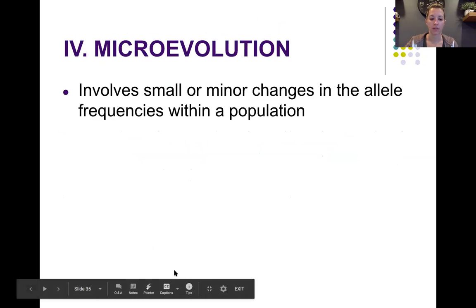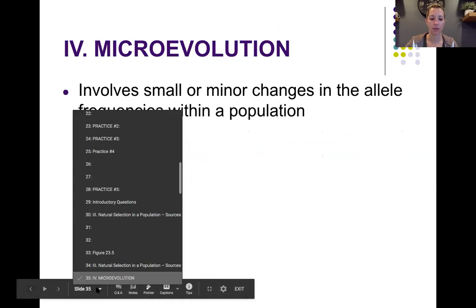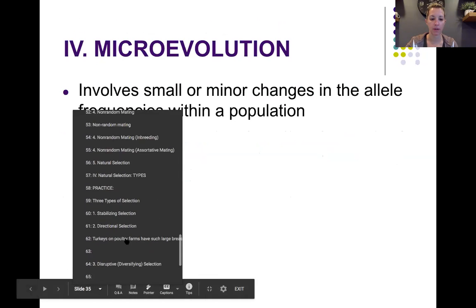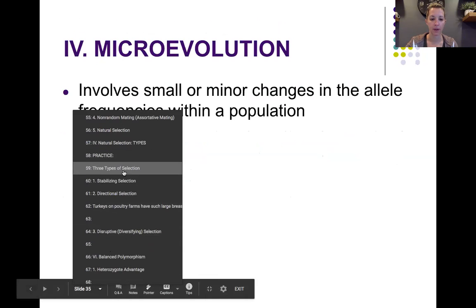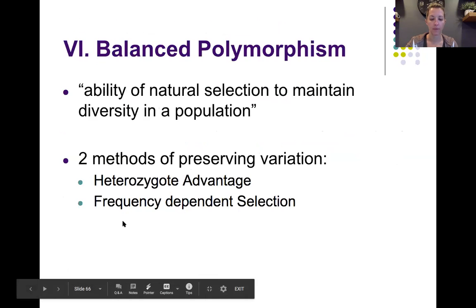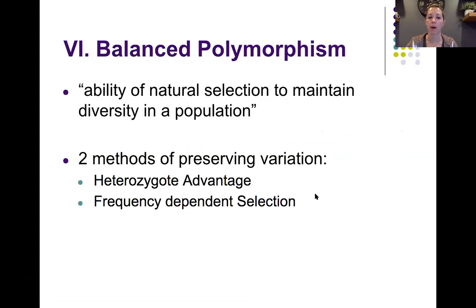Let me pause this. Let's skip over to a different slide. We've already talked about microevolution. Forgot about that. Here we go. This is the last thing I want to talk about. These are balanced polymorphisms. And polymorphism is the ability of natural selection to maintain diversity in a population. So we're looking at balancing selection.